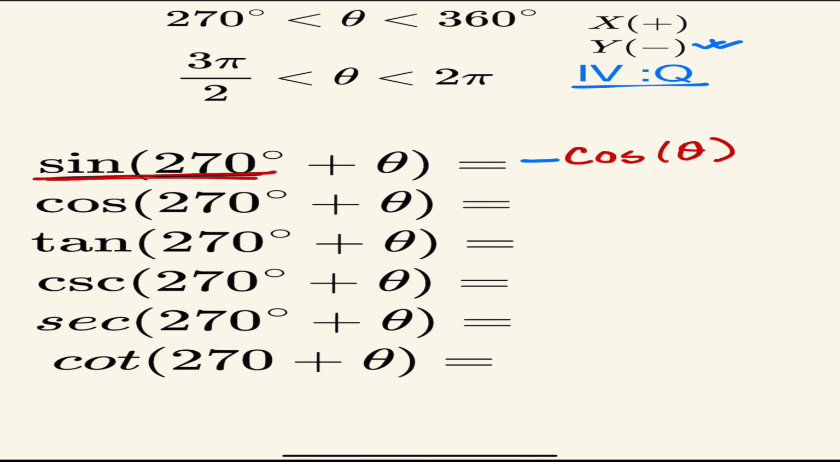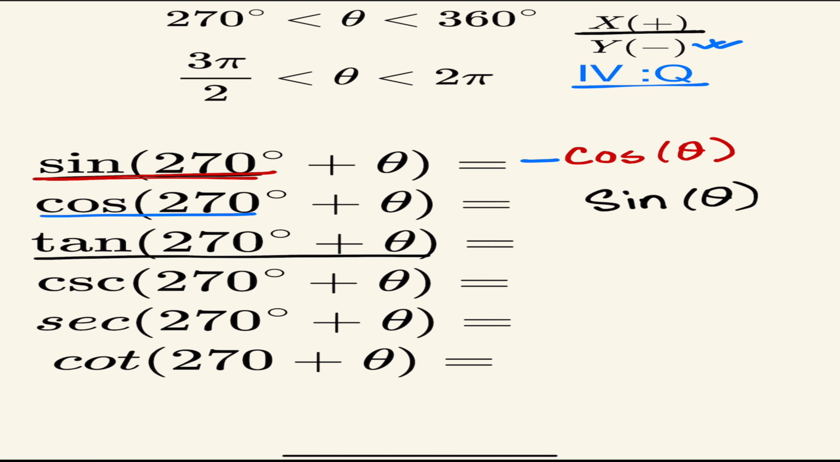Now again for cosine, since you have a cosine function, you have to change this function into sine function. Sine theta, right? Now here cosine function is positive, so you don't have to change the sign. For tan function, again we need to change the function first, so we change the function into cot function, right? But since in the fourth quadrant tan function is negative, we have to write down a negative sign.